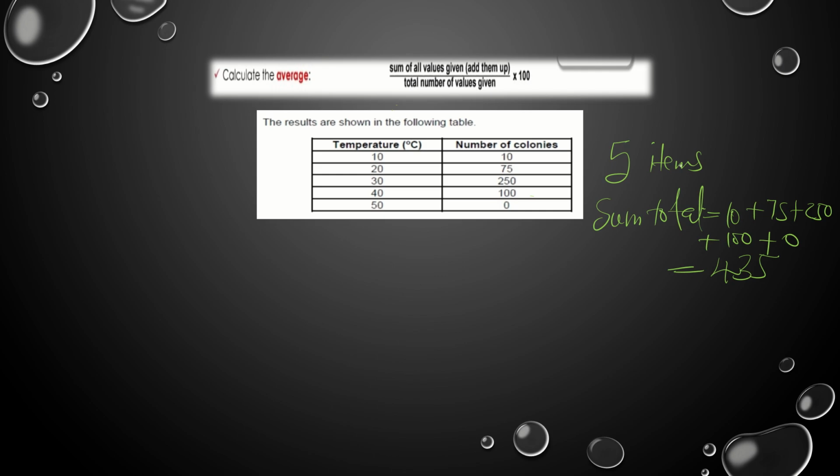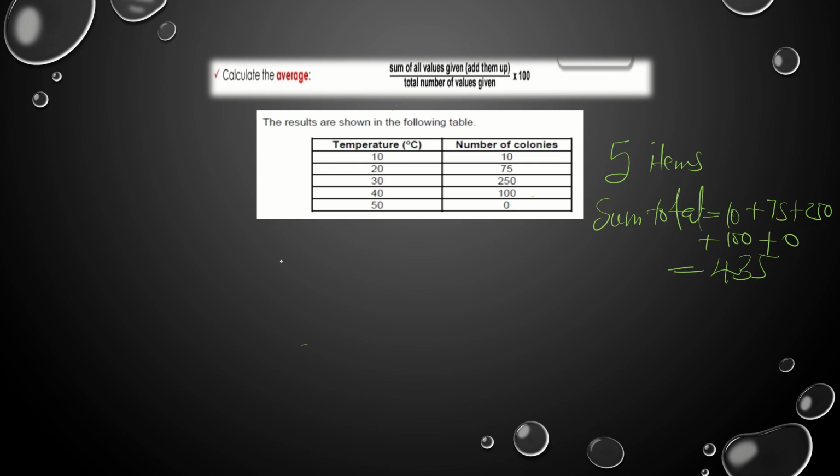So we know that we've got 5 items. 1, 2, 3, 4, 5 items. Then add the sum of those items, which is 10 plus 75 plus 250 plus 100 plus 0. It does not matter how many numbers you have here. You just have to add the sum of everything which is there. And then calculate how many items there are. If there are 20 items, you count 1, 2, 3, 4, 5, 6, and you get 20 items. You're going to divide by 20.